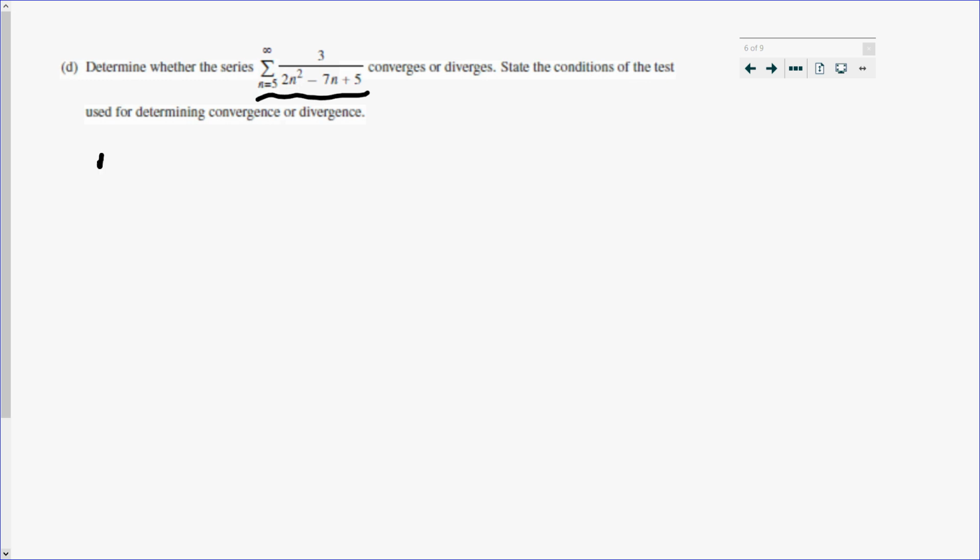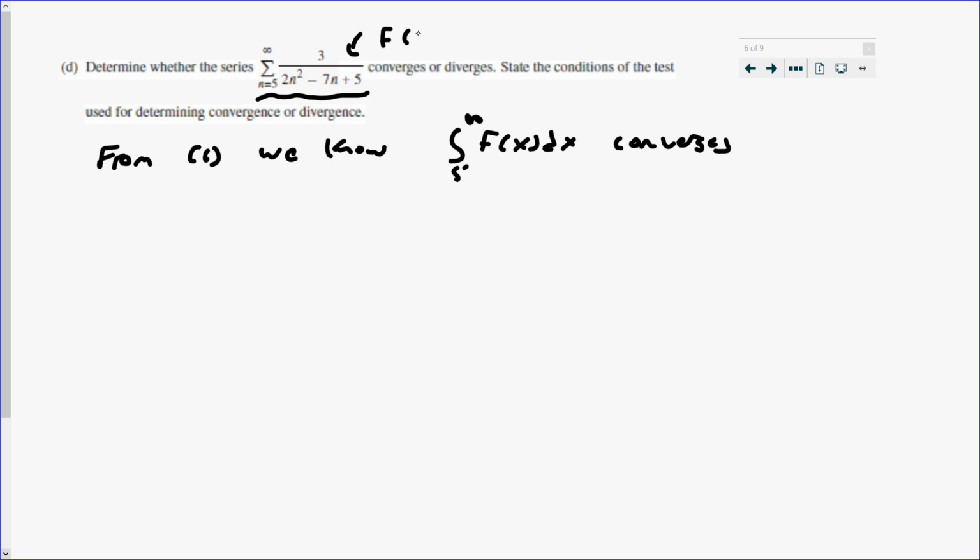Well, from part C, we know that the integral from 5 to infinity of f of x converges. We know the integral converges. And remember, this is f of x. We know that that whole integral converges. So we can go real quickly.